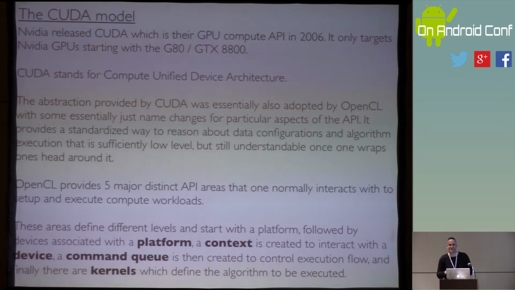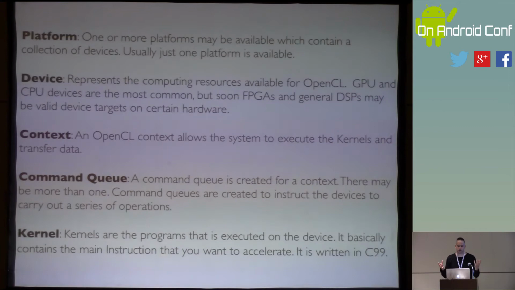So the five different areas of OpenCL, essentially, are platforms, contexts, devices, a command queue, and kernels. On a particular computer with an OpenCL driver and OpenCL access, you usually only have one platform. I haven't seen any environments where you may have two platforms. Apple would provide the platform, basically.